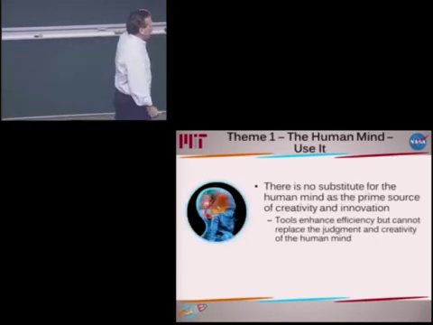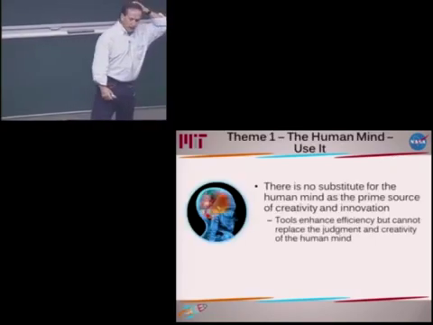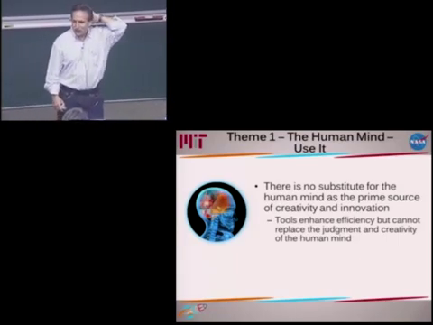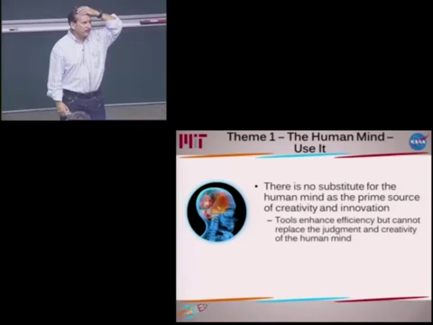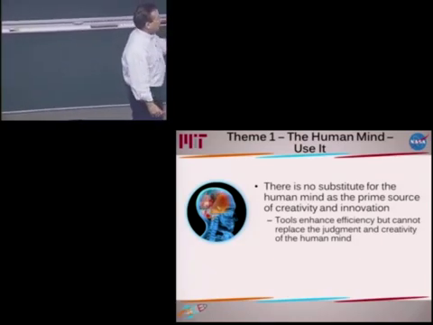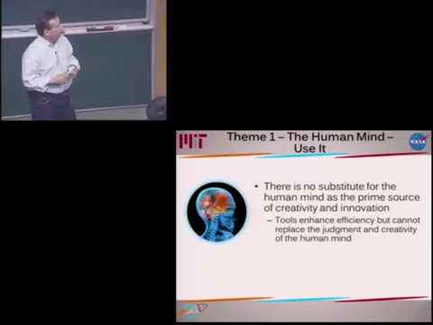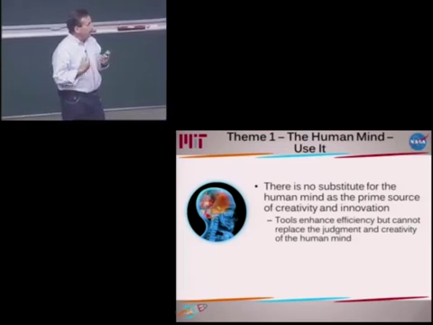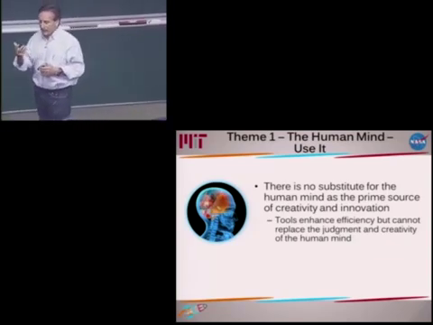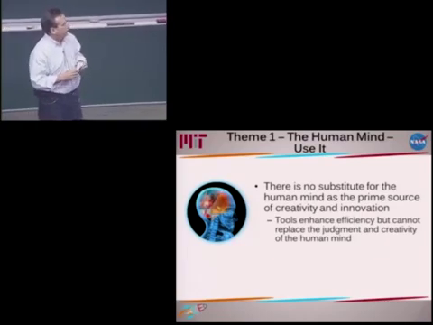And so that's why we have some of these themes. We developed these themes. There are 7 of them. If you have any suggestions, we're open. We will add more to the themes that we teach in this course. The first one is: the human mind, use it. There is no substitute for the human mind as the prime source of creativity and innovation. I truly believe this. I think that's what makes humans unique. And tools are there to enhance our efficiency, but they're not an aid to really the creativity.